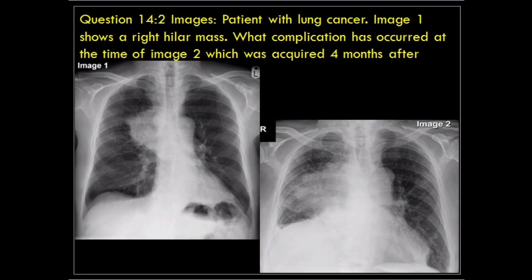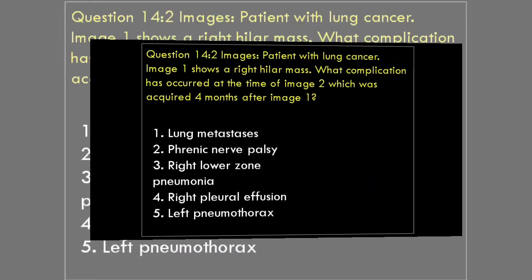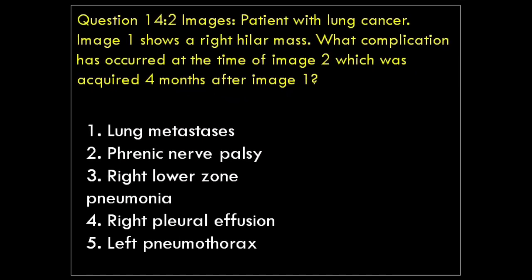Question 14, two images. Patient with lung cancer. Image 1 shows a right hilar mass. What complication has occurred at the time of image 2, which was acquired 4 months after image 1? 1. Lung metastases. 2. Phrenic nerve palsy. 3. Right lower zone pneumonia. 4. Right pleural effusion. 5. Left pneumothorax.